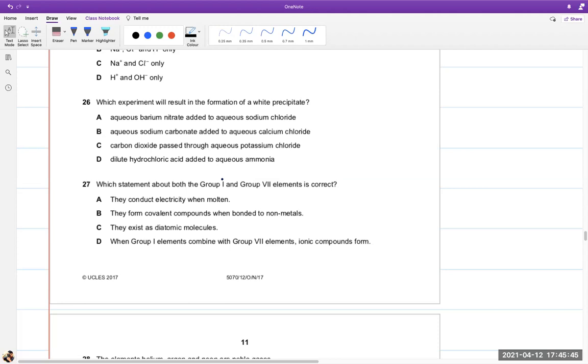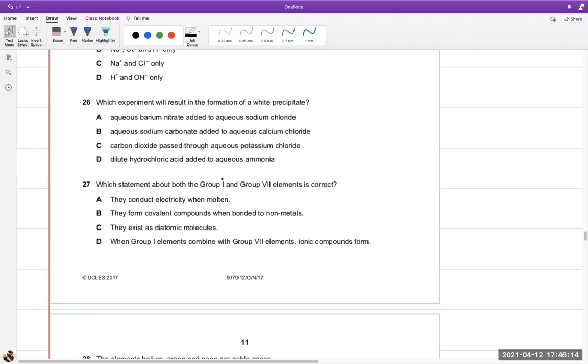And dilute HCl to aqueous ammonia, it's going to form a salt, but it is soluble. So no white, no colour will appear at all. HCl is colourless, ammonia is also colourless. Can anybody tell me, if you were to do this reaction, what procedure will you follow? HCl or ammonia, if you were going to react them, what procedure will you follow? ATP students, please tell me.